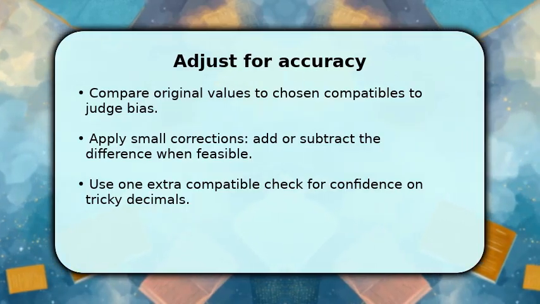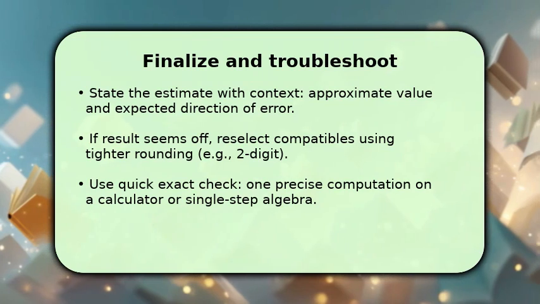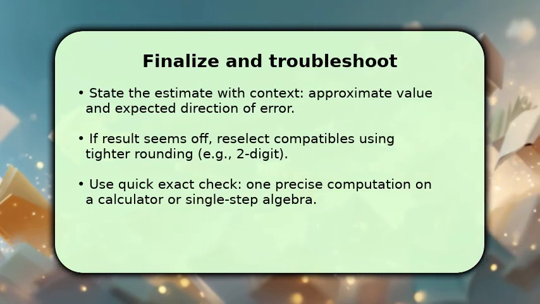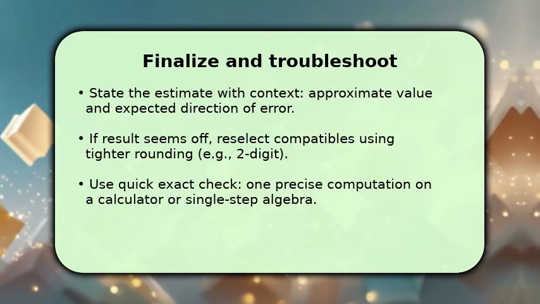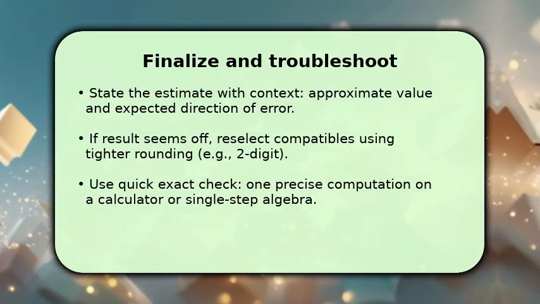mixed operations are involved. You finish by reporting the estimate clearly. Give the value and whether it's likely high or low. If the estimate affects a decision, include a margin like plus or minus 5% or the numerical difference.